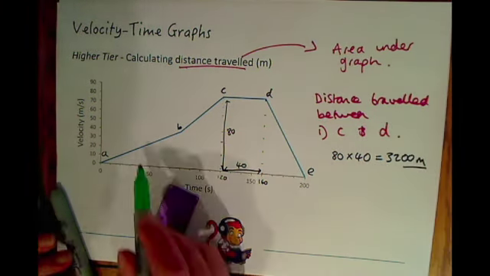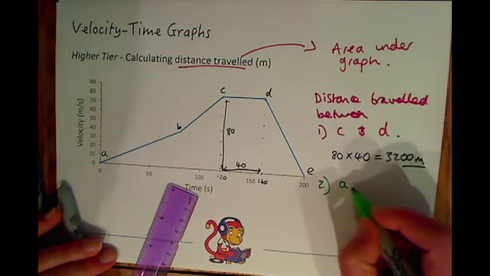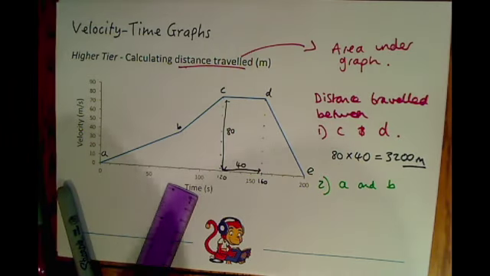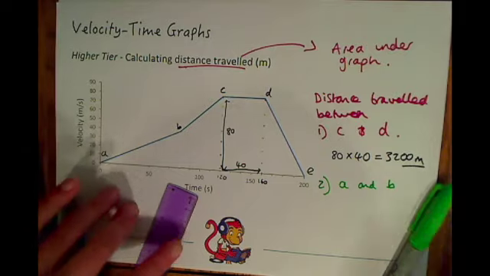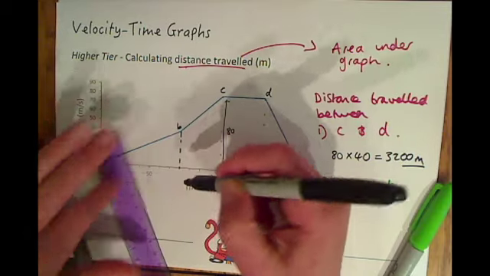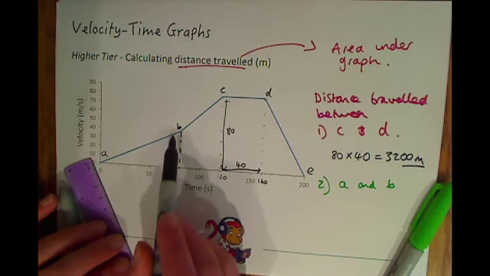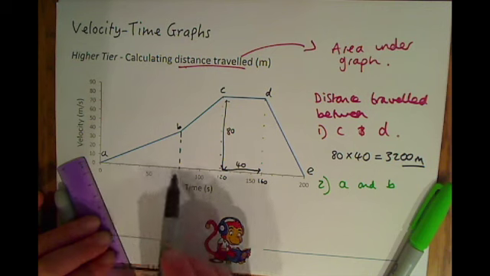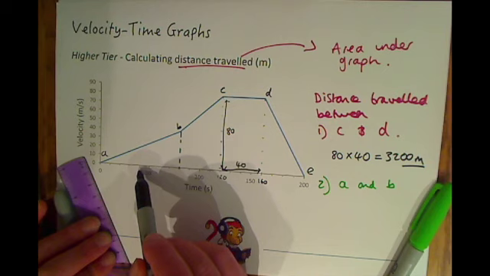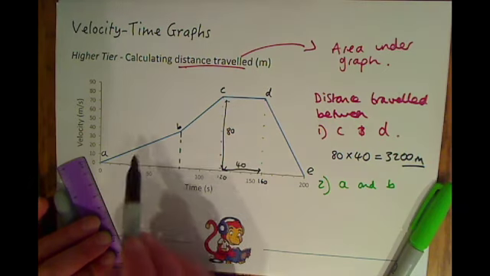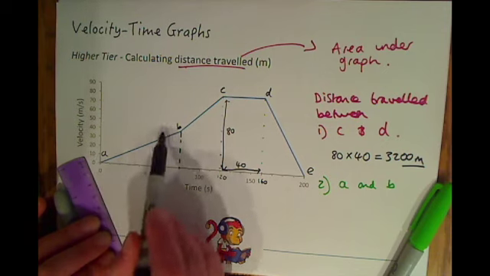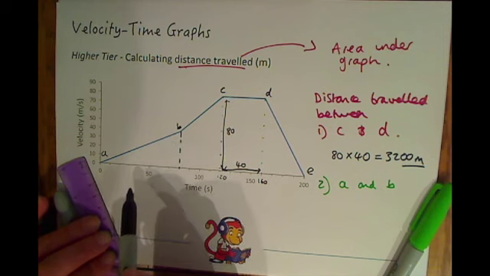If we look at another example, the distance travelled between A and B, so we're looking at this section of the graph. Again, you should draw your line down to the axes. And this time, because we've got a triangle, we now need to calculate the area of a triangle. So we need to times this side by this side, and then remember to divide by 2. Because if you just times this side and this side, you'd be calculating the area of that whole rectangle, but we just want half of that because you need the area under the line.